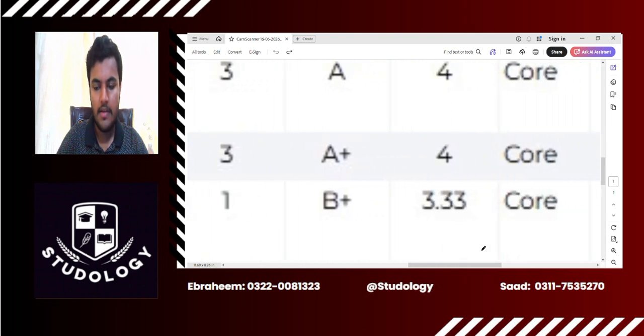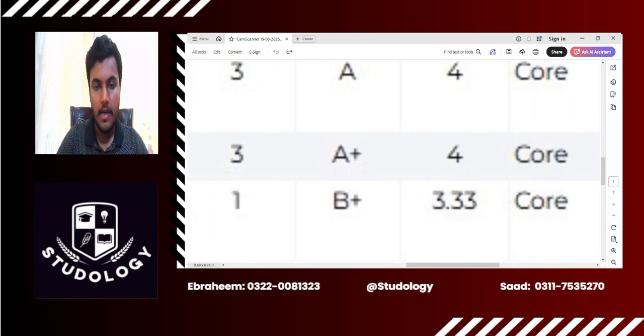So basically, this is a relative subject. There is a difference between relative and absolute grading. In absolute grading, whether the paper is tough or easy, irrespective of how the other students perform, you get the grade at a particular percentage. For example, you get A at 86, A plus at 90, A minus at 82.